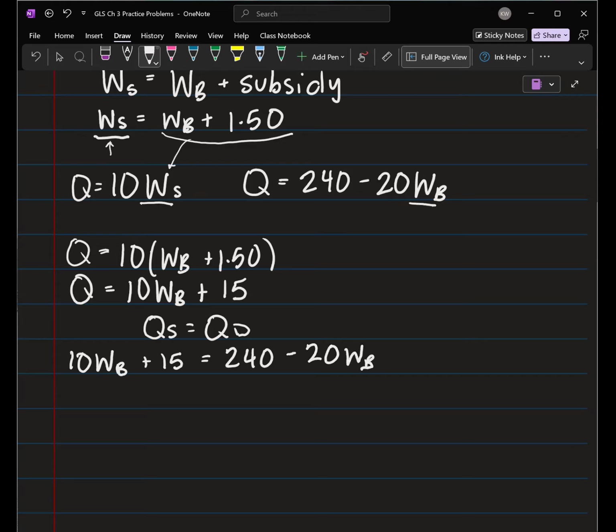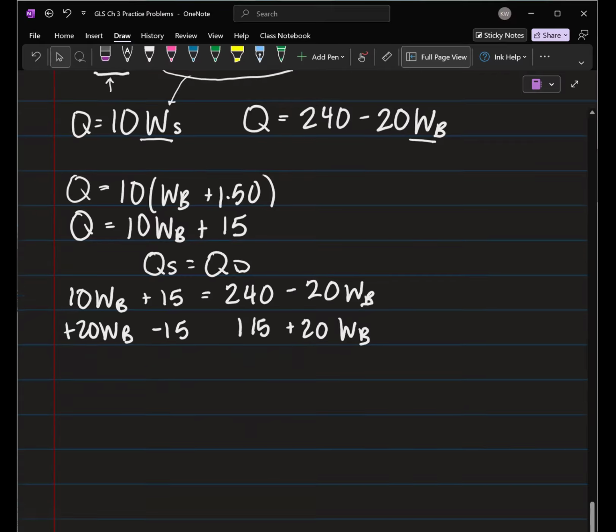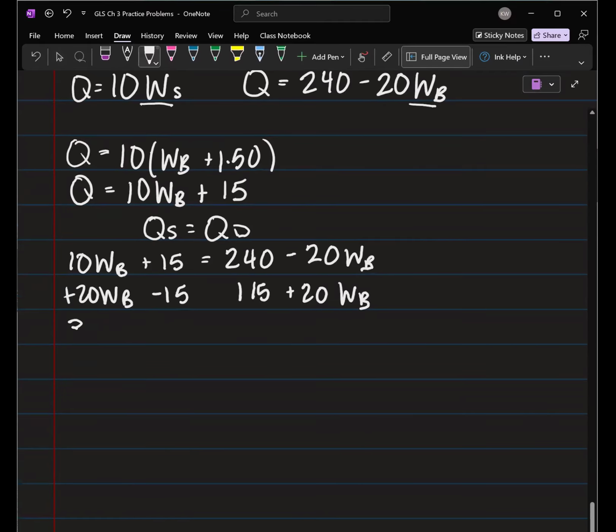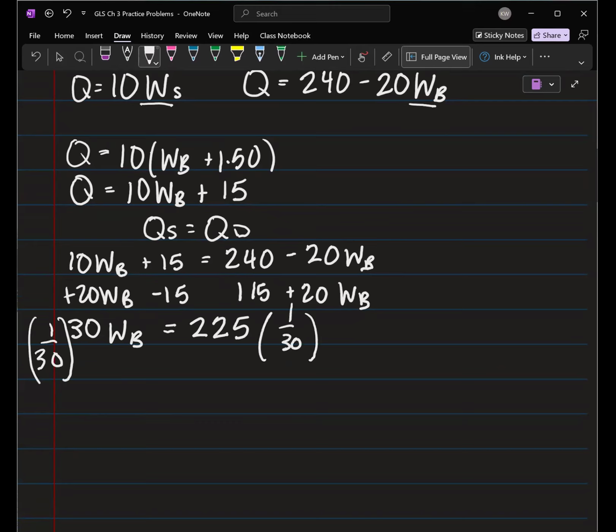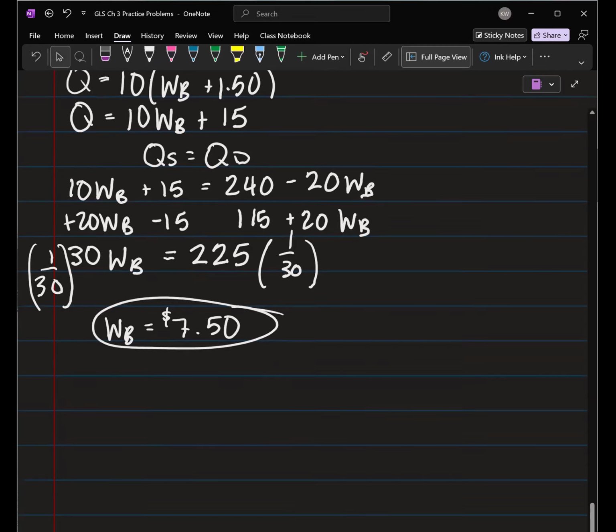All right, and now we're just solving for that wage. So we're going to add 20 times the wage that buyers pay to both sides, and we're going to subtract 15 from both sides. That's going to give us 30 times the wage that buyers pay equal to 225. Then we'll divide both sides by 30, and that's going to give us that the wage that buyers pay is equal to $7.50.